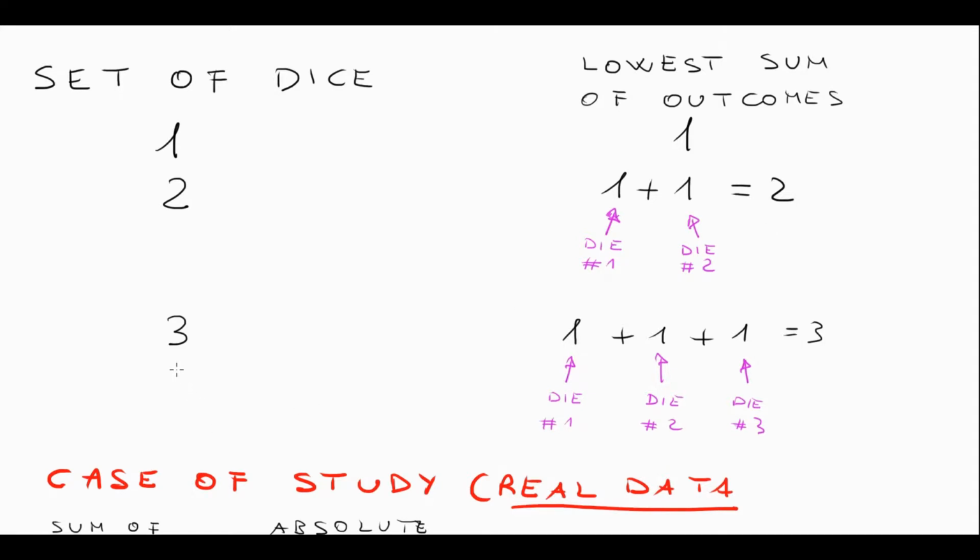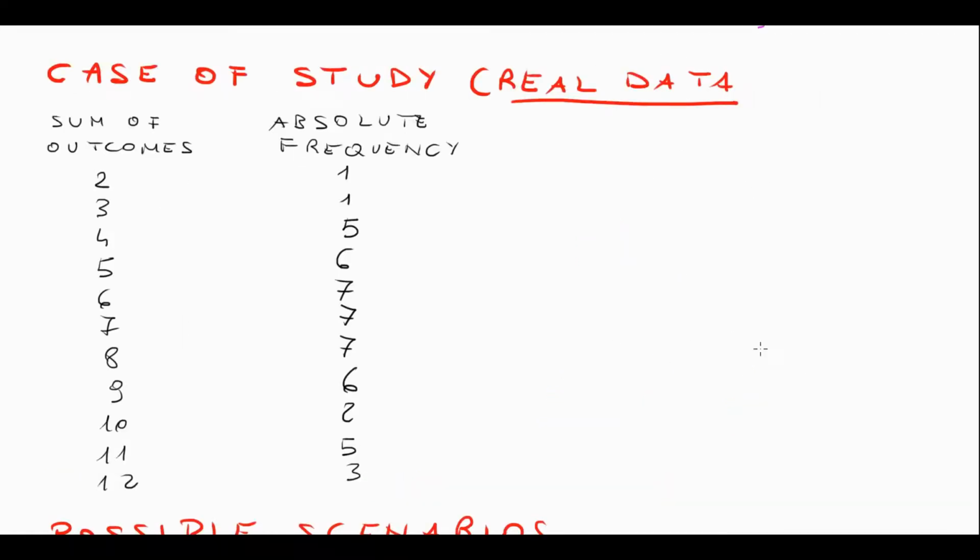Consequently, for a system made up of 3 dice, the lowest possible sum of the outcomes is 3. 1 for die number 1, 1 for die number 2, and 1 for die number 3. 1 and 1 and 1 is 3. We see from our data that we have never observed an outcome equal to 1, so we are extremely unlikely to deal with a single die. Moreover, since we have actually observed a sum of outcomes equal to 2, we must rule out the hypothesis of a system made up of 3 dice. No 3-dice system could ever score a total outcome equal to 2.